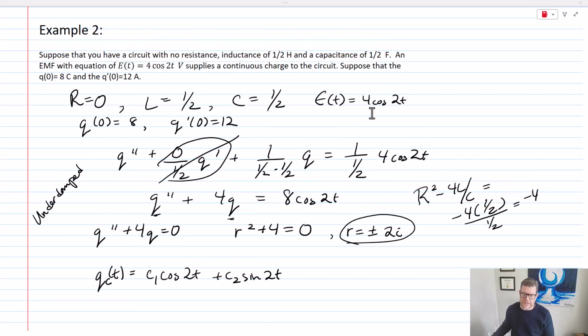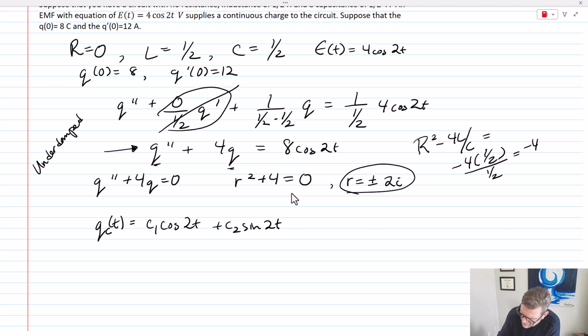Now that we've solved the associated homogeneous part, what we need to do now is find the particular solution that will allow us to solve the non-homogeneous differential equation. So we're going to need a trial solution. In our trial solution here, we're going to have Q_P of t as our trial solution. Because of this 8 cosine 2t, it's going to start out as a cosine 2t plus b sine 2t.